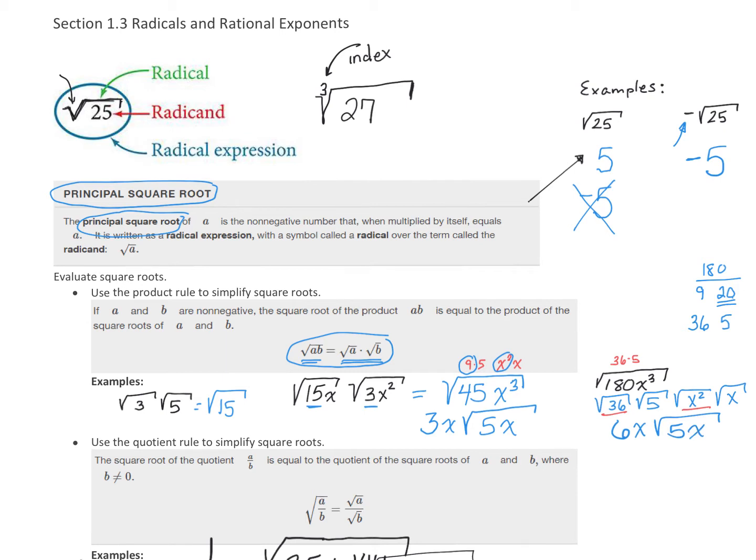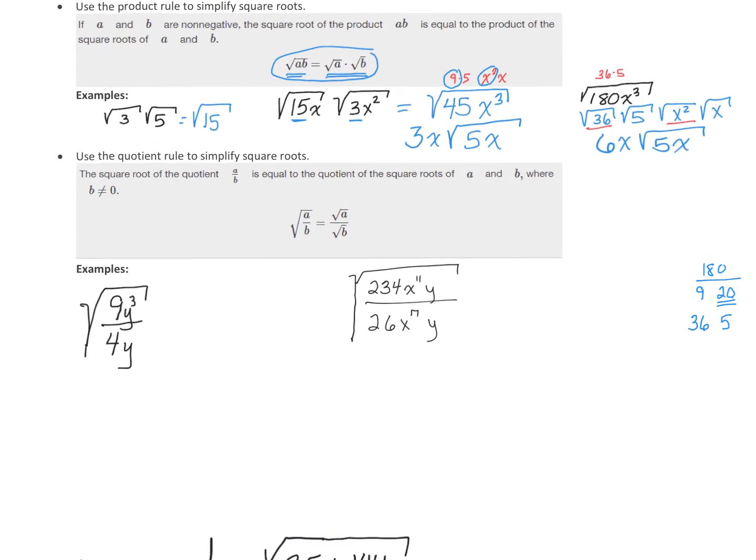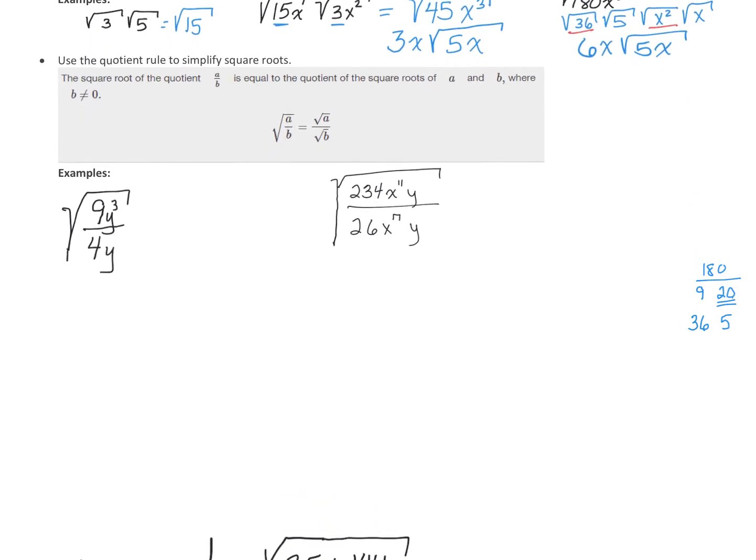Okay. So the next thing we want to be able to do is to divide square roots. So same kind of thing here. We can either break something like this up, the square root over a square root. We could take the square root of the top over the square root of the bottom and simplify those individually. Or we could try to simplify first and then do that. So let's do it both ways.